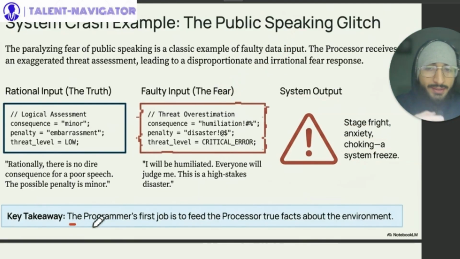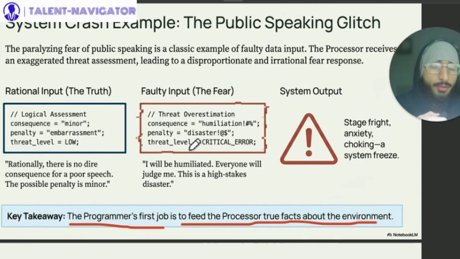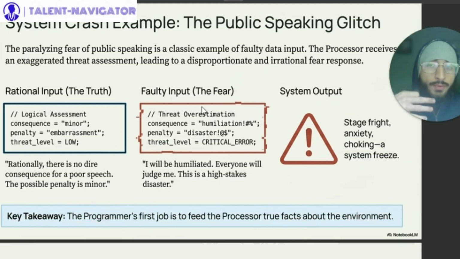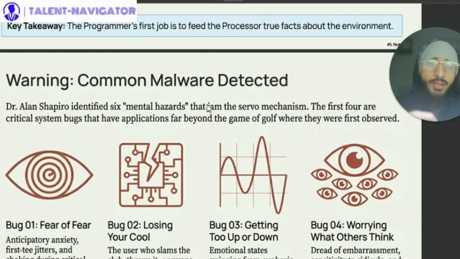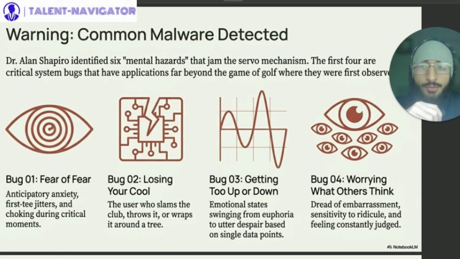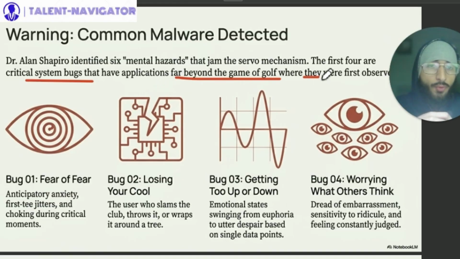So the key takeaway is that the programmer's first job is to feed the processor true facts about the environment. That is, train your mind to give it positive and true thoughts, right? Warning, common malware detected. Dr. Alan Shapiro identified 6 mental hazards that jam the servo mechanism. The first 4 are critical system bugs that have applications far beyond the game of golf where they were first observed. Bug 1 is fear of fear, that is anticipatory anxiety, first tee jitters and choking during critical moments.